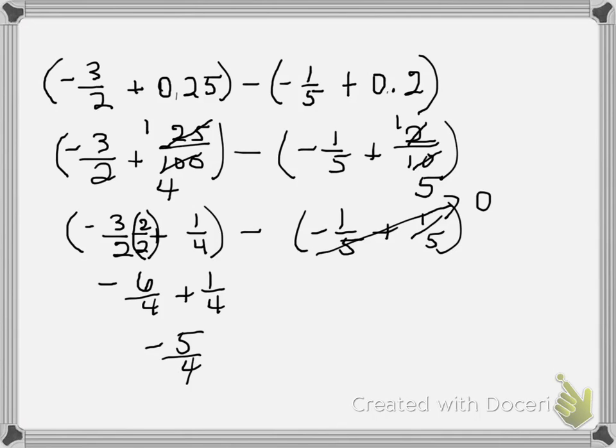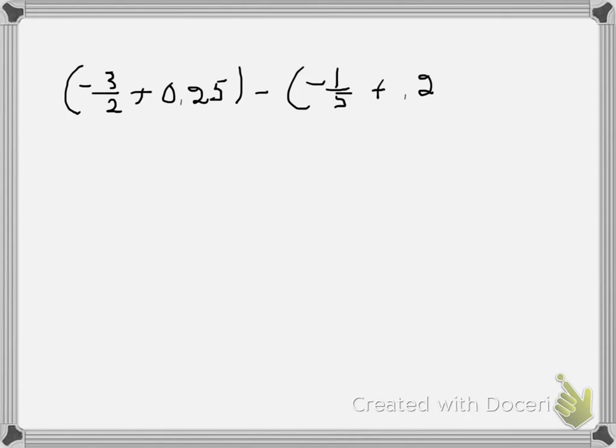All right, let's now work it again. And this time, let's use decimals. All right, so we had the problem, -3/2 plus 0.25 minus -1/5 plus 2/10. All right, we said we were going to use decimals.